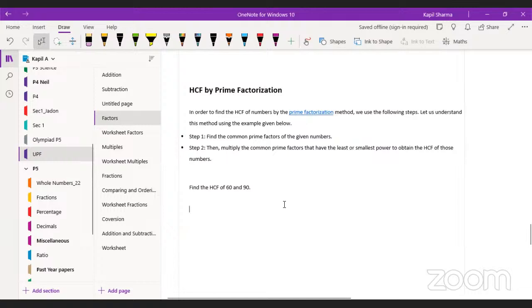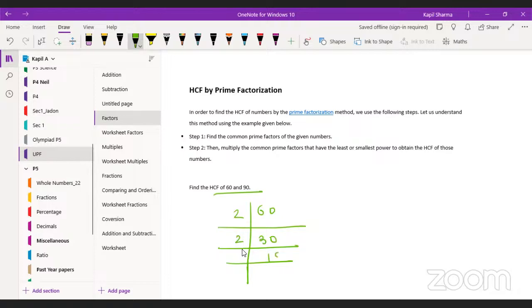So first we find the prime factors of both the numbers. Let's take this example. We have two numbers, 60 and 90. Let's find the prime factors of 60 first. You already know this. That means 60 can be written as 2 square times 3 times 5.